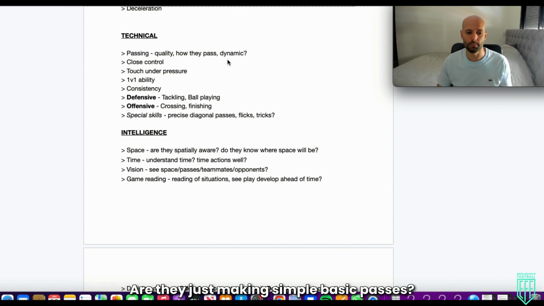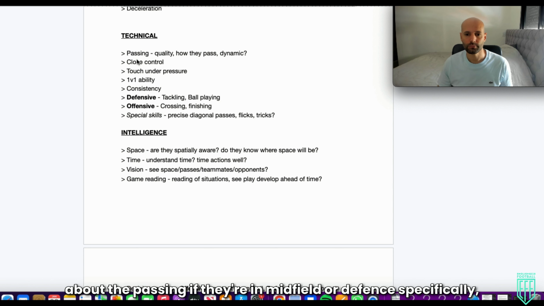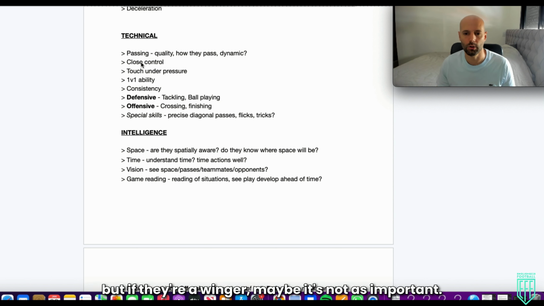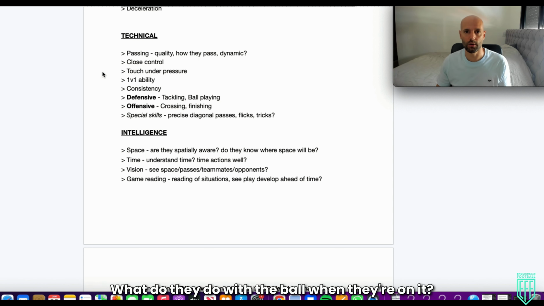Are they just making simple, basic passes? Is something complex a bit harder for them and they don't manage to pull it off with accuracy? So we need to go into a lot of detail about the passing, if they're in midfield or defense specifically. But if they're a winger, maybe it's not as important. So close control. How's their touch? How's their close control? How's their first touch? What do they do with the ball when they're on it?